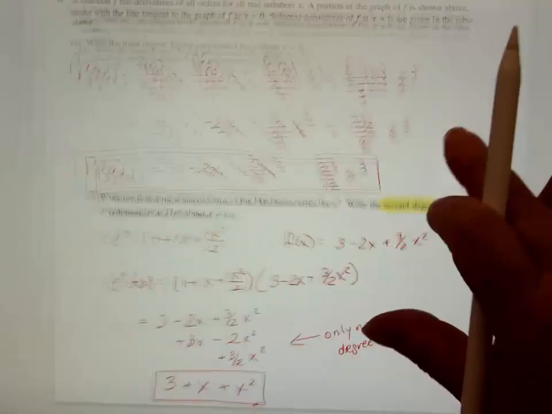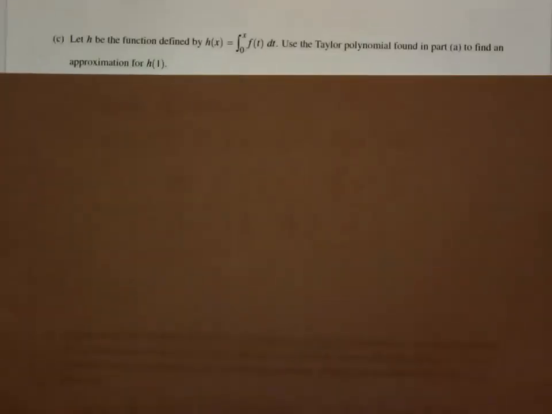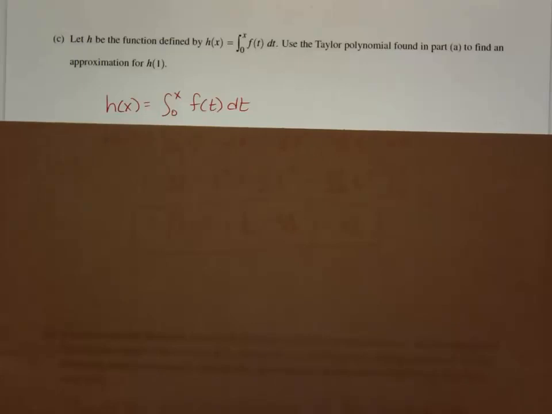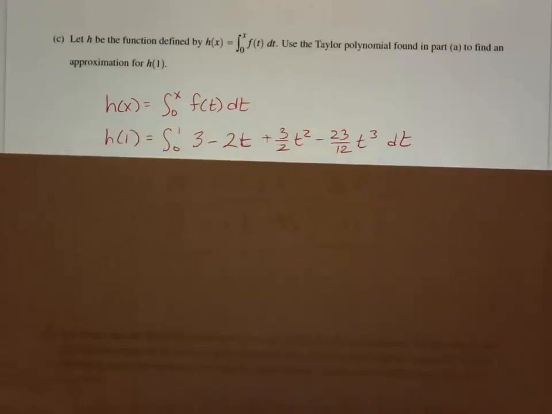All right. Part C. Let h be the function defined by h of x as the integral from 0 to x of f of t dt. Use the Taylor polynomial found in part A to find an approximation for h of 1. So that, of course, means that a 1 goes in for x here and for x there. So there's h of x, so we plug in 1, 0 to 1. We use the Taylor polynomial we built before. It's in terms of t. And then we just take the antiderivative of it.